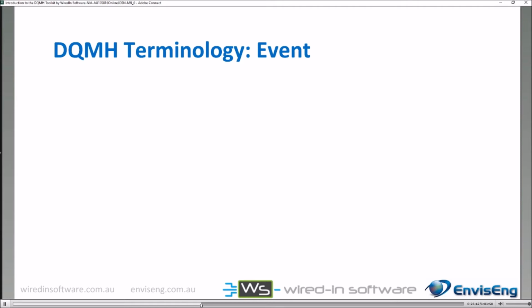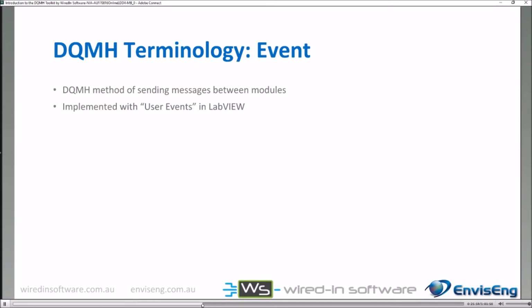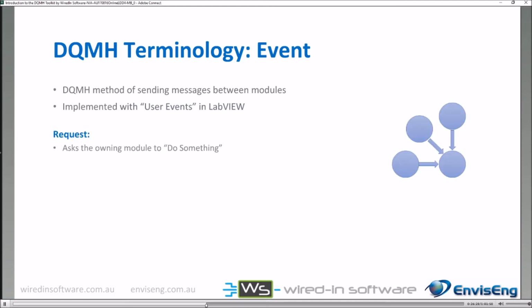The next major thing within the DQMH toolkit that I want to teach you about is a DQMH event. This is a method of sending messages between modules, and it's implemented with user events in LabVIEW. User events for the intermediate level programmer can get a little bit tricky, but the awesome thing with the DQMH toolkit is that all of this event code is scripted, so it's automatically generated for us, so we don't even have to go in there and figure it out ourselves. We can modify it if we want to, it's all there to modify, but we don't have to really know about it to get started.